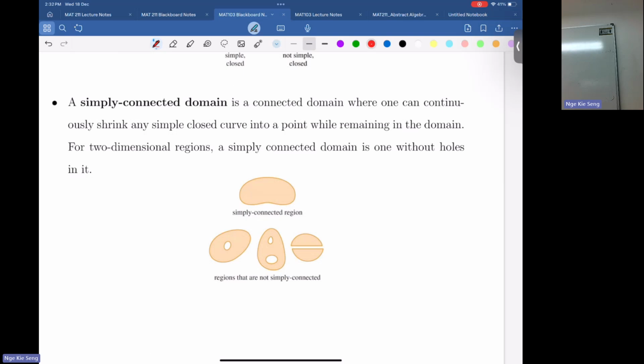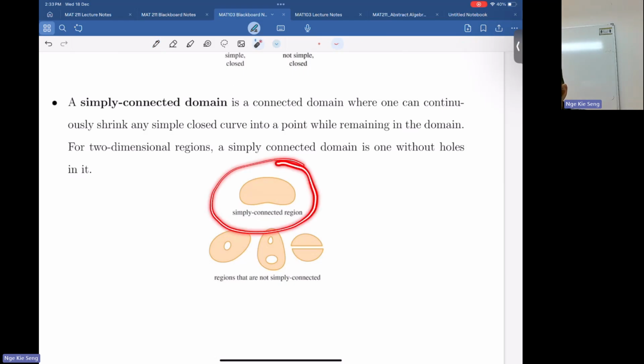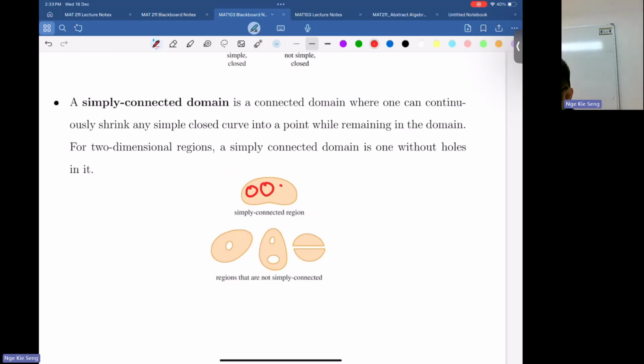So for connected, you deal with two points. 每2个点, for every two points, can they be connected by a path or not? If can, then it's connected. But simple here deals with every closed curve, every simple closed curve. For example, in this example here, we say that it's simply connected. Why? Because if you take any closed curve inside here, you can shrink it into a point.